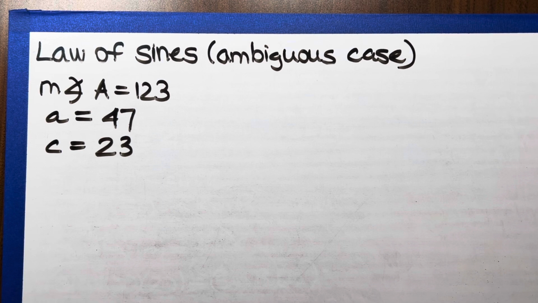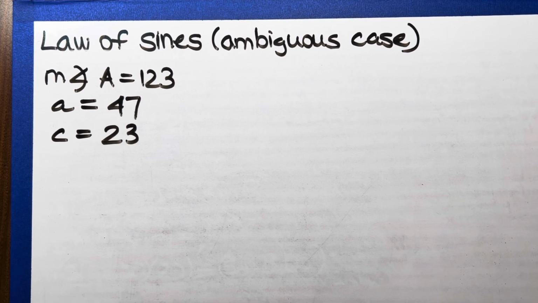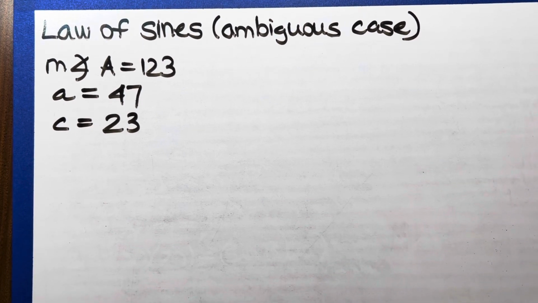Today's topic is the third in a series of the law of sines with the ambiguous case. Here is our information for today's problem. The measure of angle A is 123 degrees, side a is 47, and side c is 23. As with the other problems, we now know that we could have potentially two triangles, one triangle, or no triangles. Let's see what happens when we start off this problem.